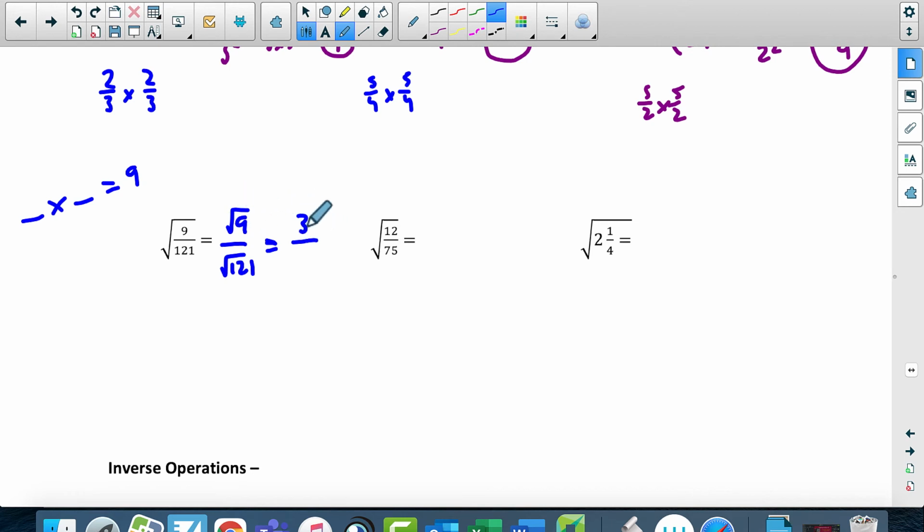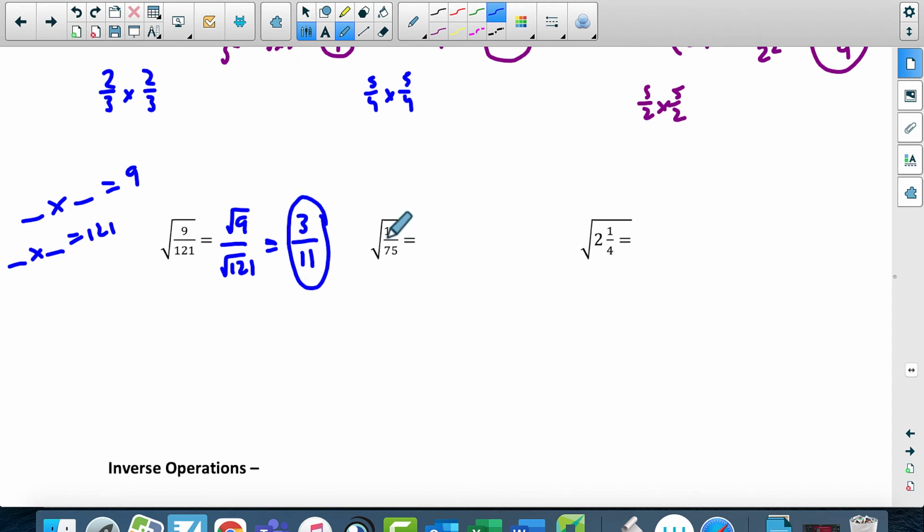Don't put the square root sign again. Oftentimes people do that, put the square root sign again. No, you took the square root, and we're left with 3. Square root of 121. What number times itself equals 121? It's a bit of a tougher one. It's 11 times 11. So we get 3 over 11 as our answer.